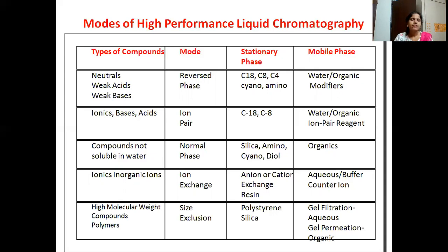Then high molecular weight compound polymers. Whenever we have these high weight compound polymers, we can separate them by the size exclusion method. Why? Because in size exclusion, as we have seen, large size molecules will be eluted out first. The stationary phase used is polystyrene or silica. The mobile phases are gel filtration, which is aqueous, or gel permeation, which is organic based. So these are the different modes of HPLC.